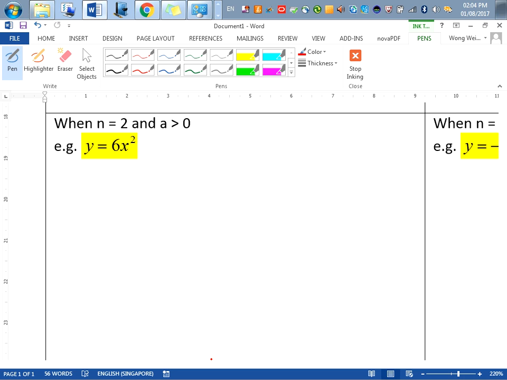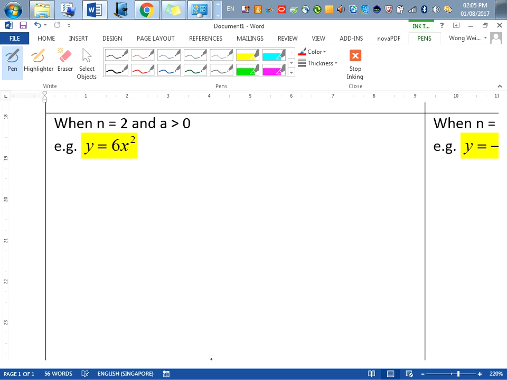What am I expecting over here? What shape? What shape am I expecting? Straight or curve? Curve, because it is no longer y equals mx plus c. Here I have x squared. So it must be a curve. What kind of curve? What kinds of curve have you learned?